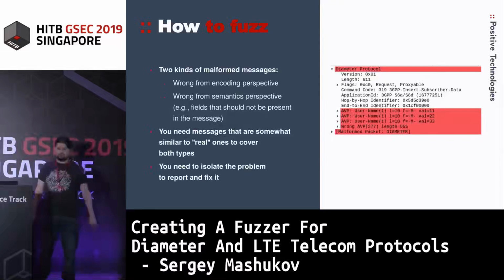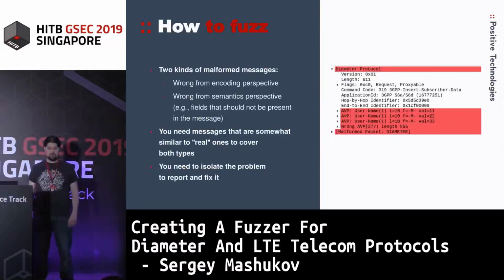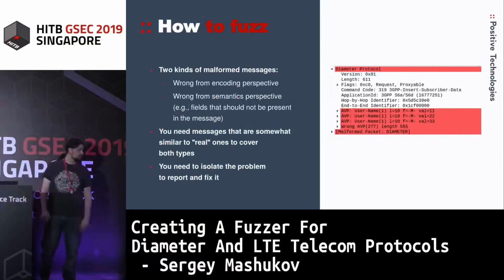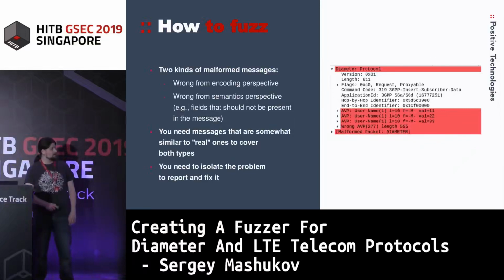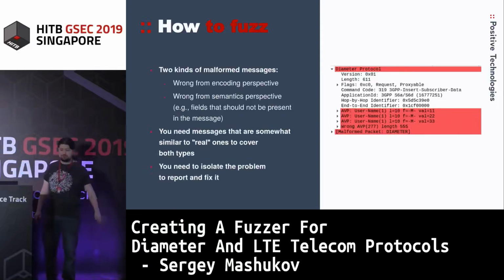There are also several points about the Diameter protocol. There are two kinds of wrong messages there. Wrong from the encoding perspective, like this wrong AVP, which has a very long length for some reason, or wrong from the semantics perspective. For example, an Insert Subscriber Data message should have only one username identity. There are 3 of those in this message, and that's also a problem.